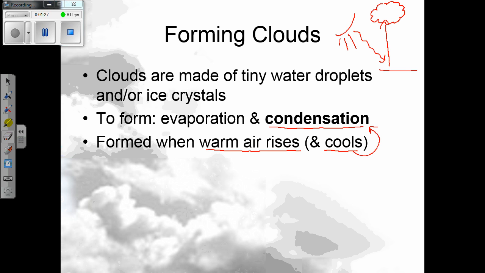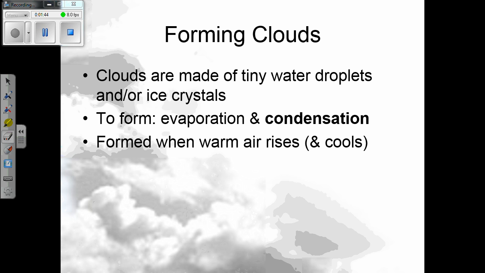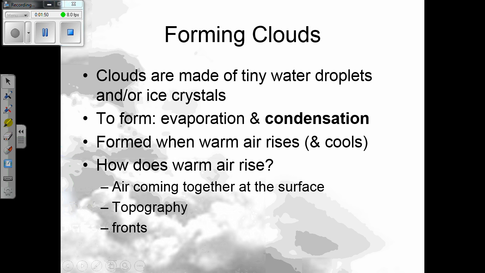Now, what we need to talk about next is exactly how warm air rises, because it's made to rise in three different ways, and that's going to lead to the formation of clouds. So we have to have an understanding of what exactly causes that. That's what we're going to look at next: how warm air rises, which forms clouds. There are three different ways.